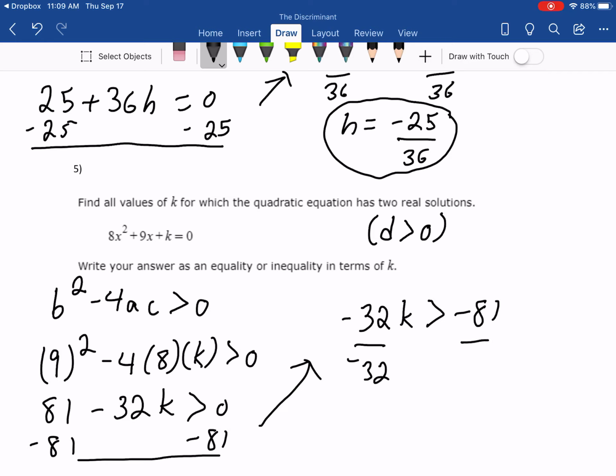Dividing each side by negative 32. So we are dividing by a negative here, which means the inequality symbol does flip. So we'll have k is less than 81 over 32. The negatives will cancel. And 81 is only divisible by 81, which of course doesn't work for 32. It's also divisible by 9, which doesn't work for 32. So this is simplest form.